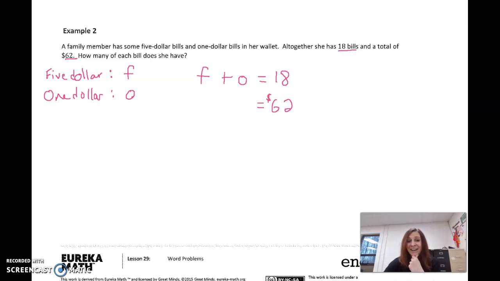It's kind of hidden. Our $5 bills are each worth $5. So if we take 5 times F, the number of $5 bills, plus our $1 bills, remember, they're worth $1, not a 10 there, times an O, we get 62. Probably shouldn't have used O here, sorry. Now we can solve this. Could we graph it? Yes. Could we use substitution by solving for a variable? Yes, we could. I'm going to choose again to do elimination.